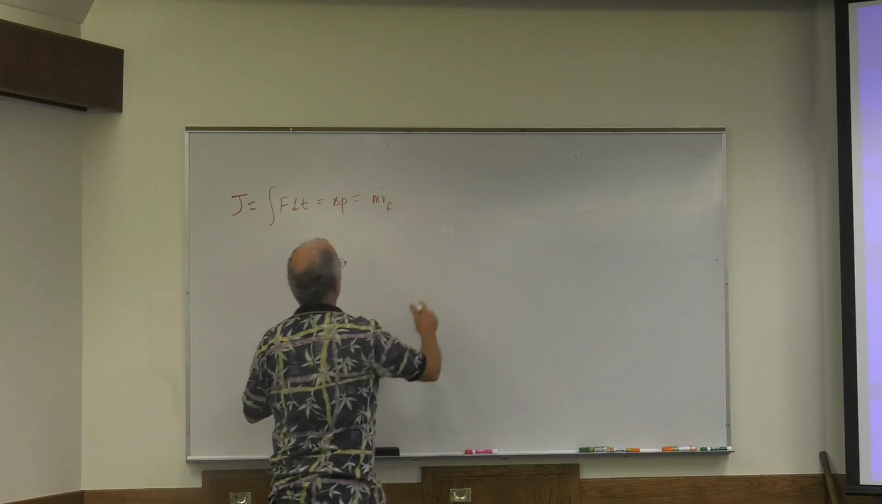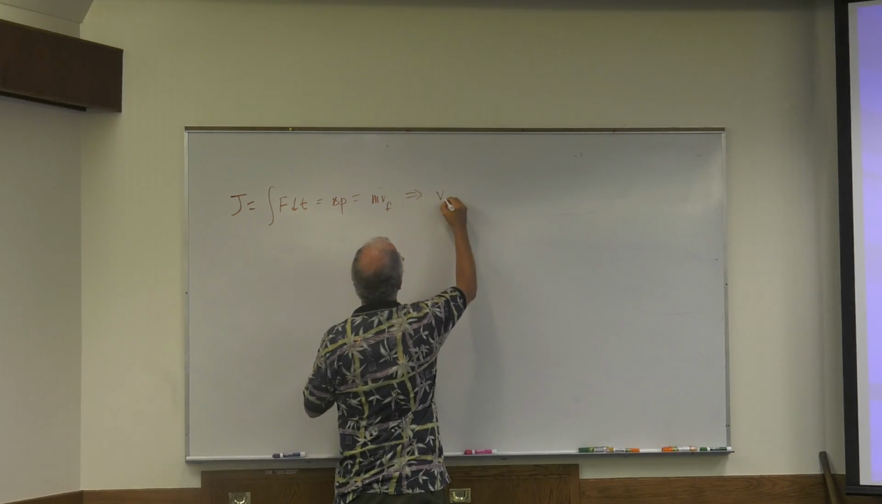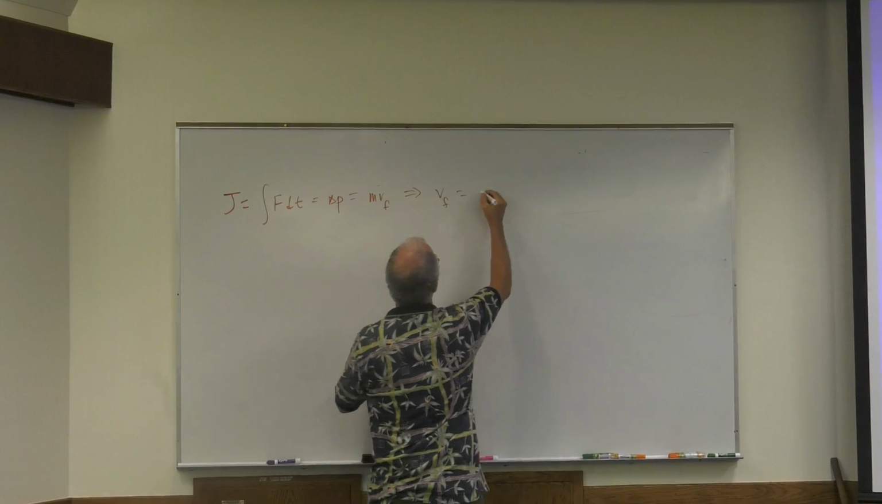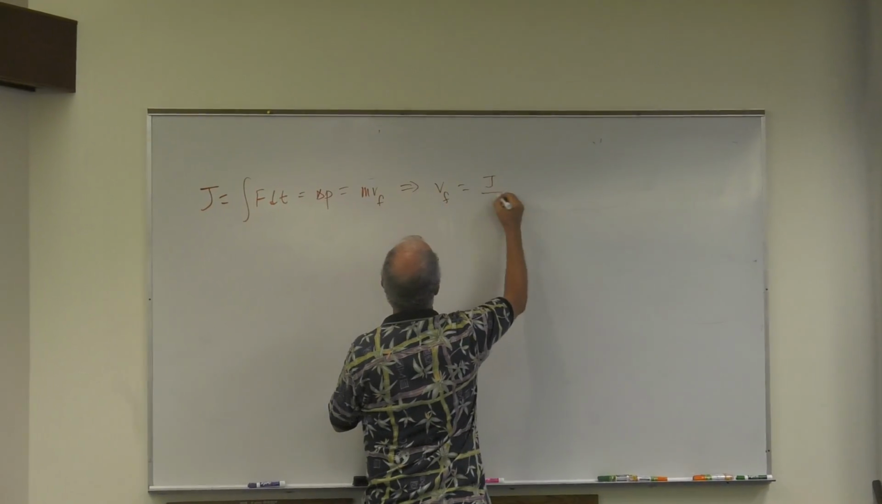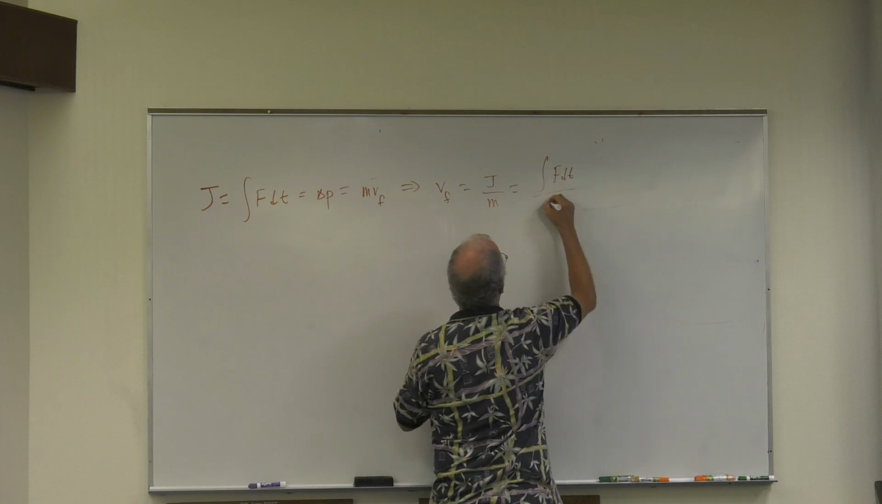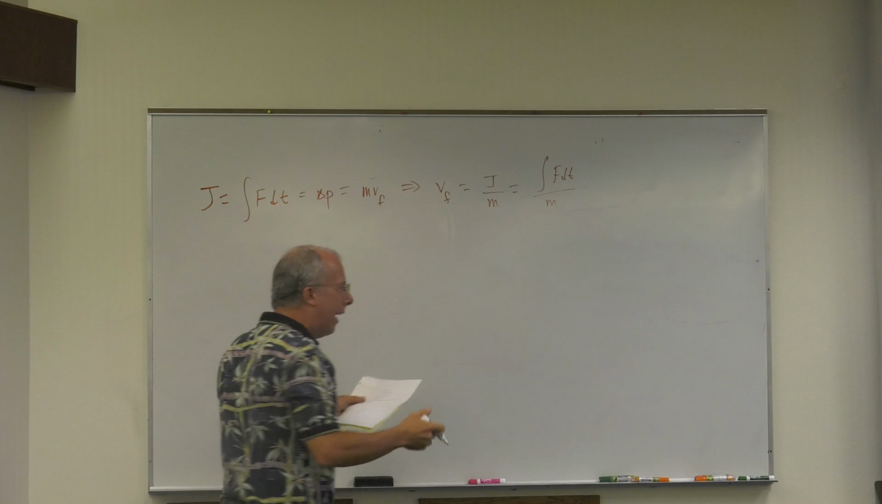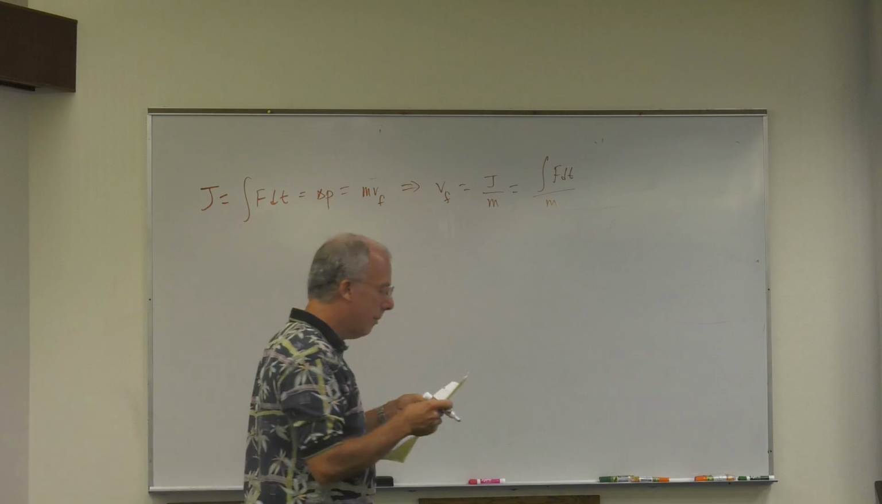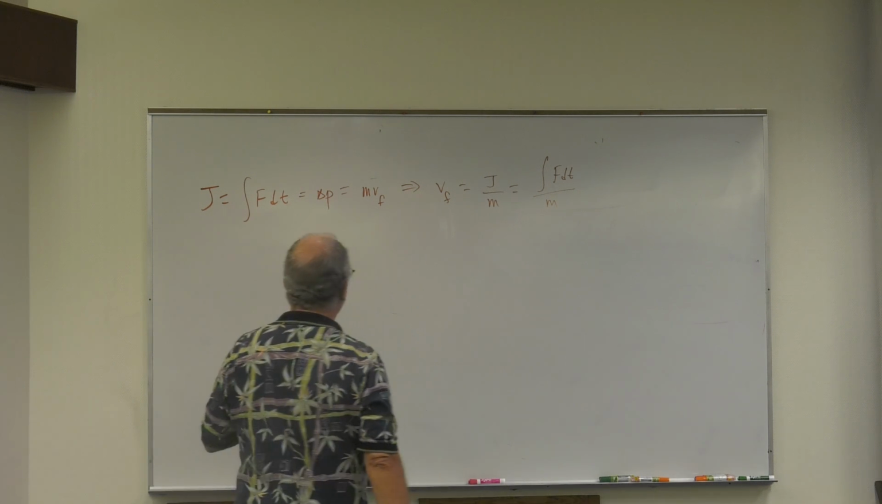All right. So therefore, V final is just the impulse divided by the mass, which is just the integral of F dt divided by the mass. So it's a calculus problem, right? I mean, let's be honest. Okay, so let's do it.